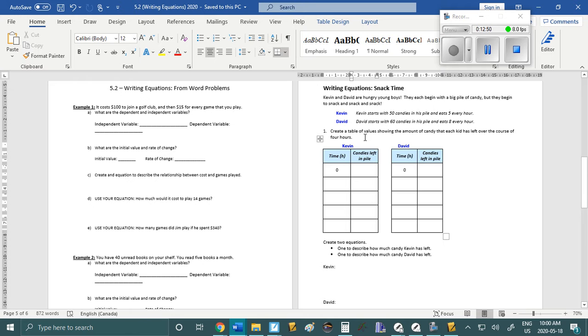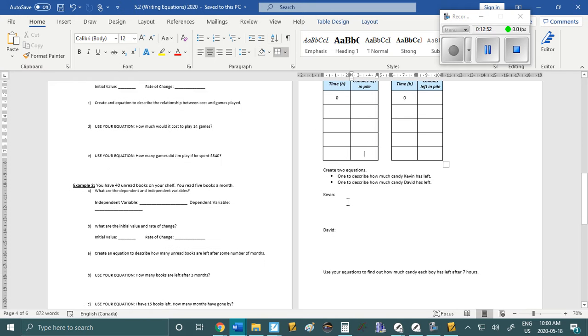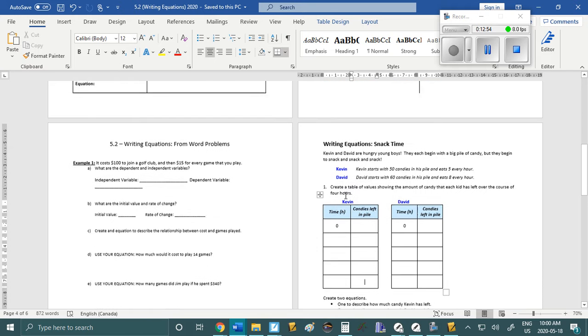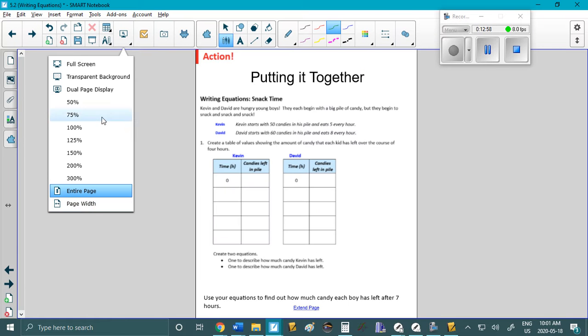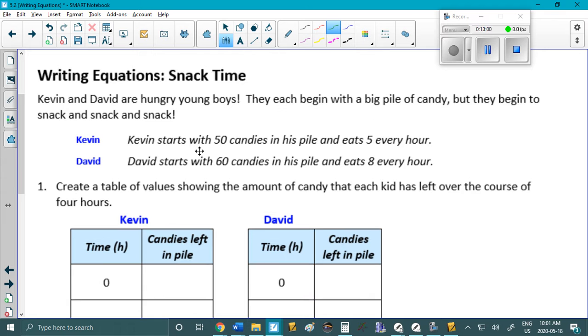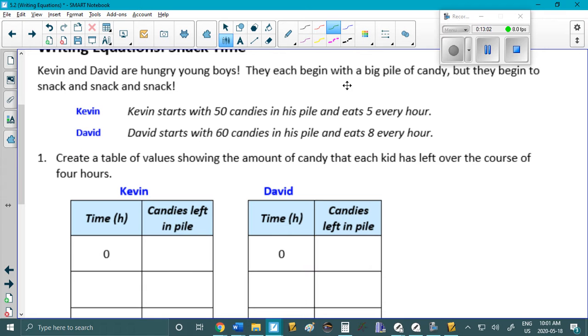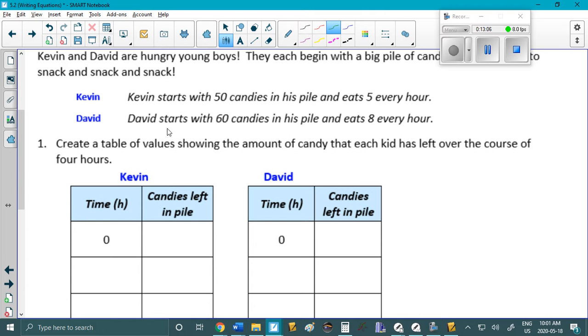So create a table, create 2 equations. Okay, so I'm going to do Kevin's, and I'm going to have you do David's. Okay, so let's go page width. So Kevin and David are hungry boys. They begin with a pile of candy, and they snack and snack and snack. Kevin starts with 50 candies. So right away, I know that at time 0, Kevin has 50. And he eats 5 every hour.